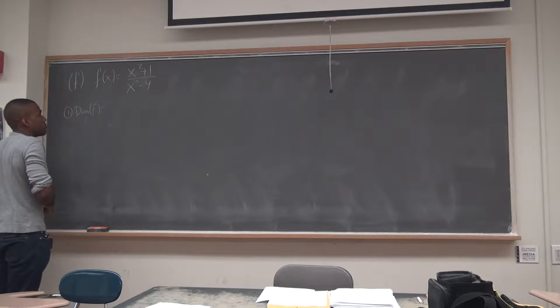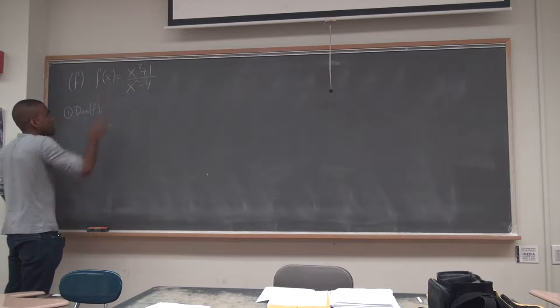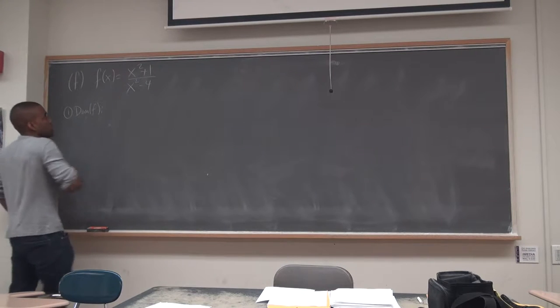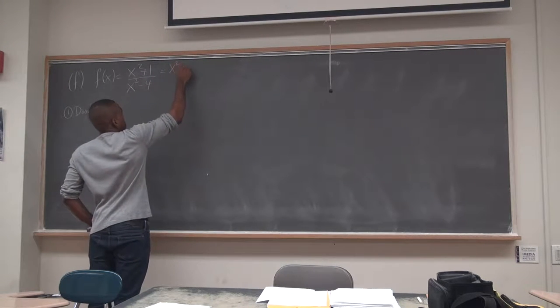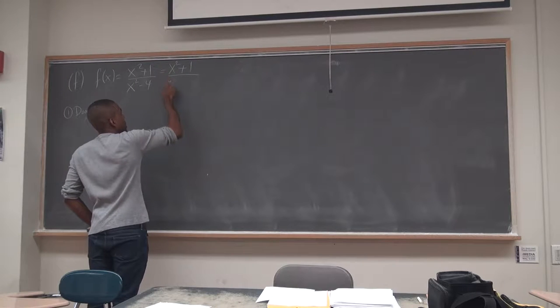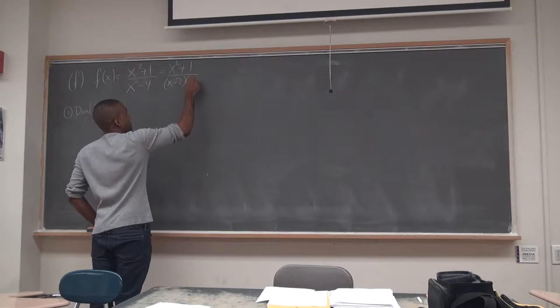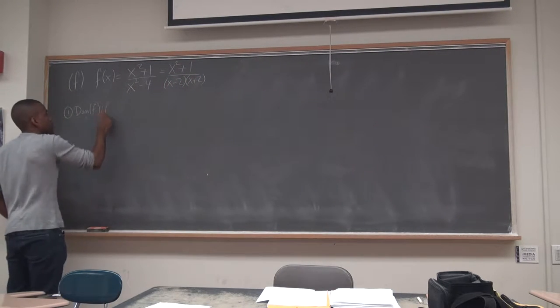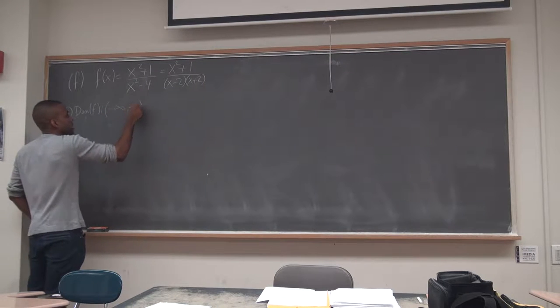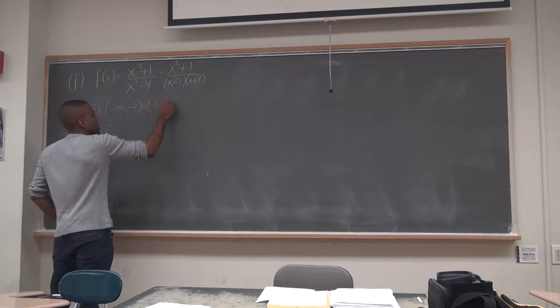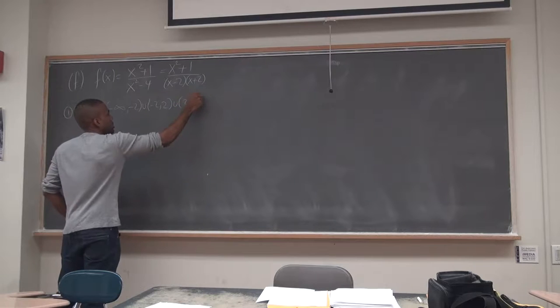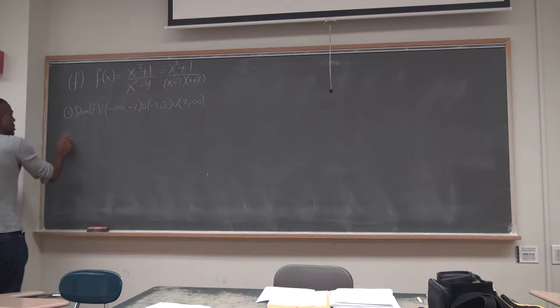So, what is it? This is a square. It's x squared. The top you can't really factor over the real numbers, but the bottom is really this. So x equals plus or minus 2. Right, so you cannot be minus 2. You cannot be positive 2. That's our domain.